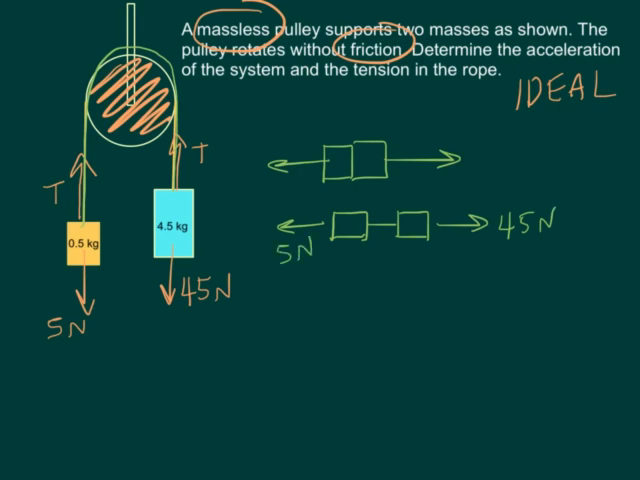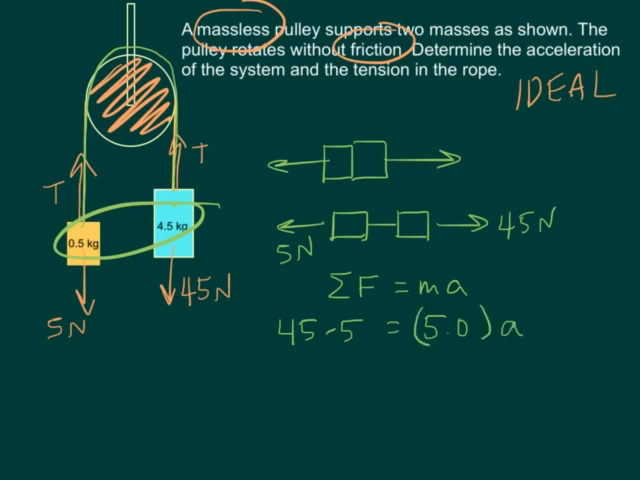pulling the other way, so that the acceleration of the system would be the net force, 45 minus 5, and then our total mass would be the 0.5 and the 4.5 put together. So that would be 5 kilograms, times our acceleration. So our acceleration is 8 meters per second squared. So that's a useful strategy for looking at this problem.